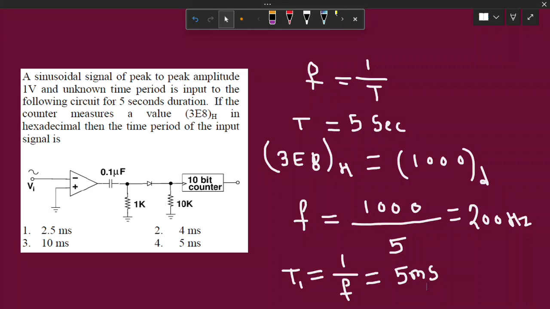So after calculating the frequency, they ask the time period of the input signal. So we need to take the reciprocal of the frequency. So what we are getting is 5 millisecond. So this is the solution of this problem.